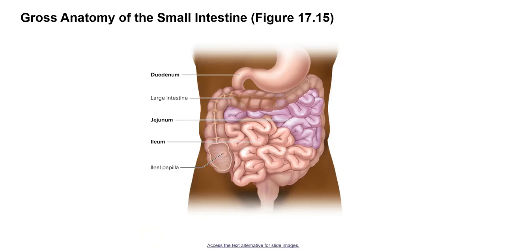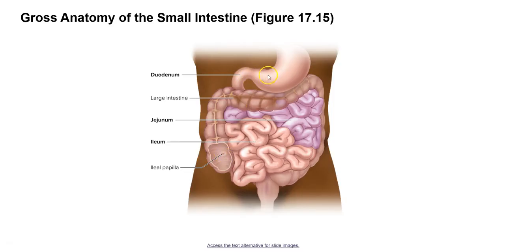So now let's take a look at the small intestine and the large intestine. We'll start with the small intestine, which is made up of three major regions. The first region is called the duodenum. The second region is the jejunum, in purple here, and then the last region is the ileum, which will connect to the cecum of the large intestine.